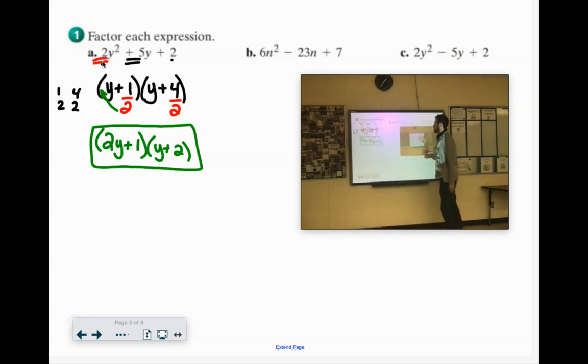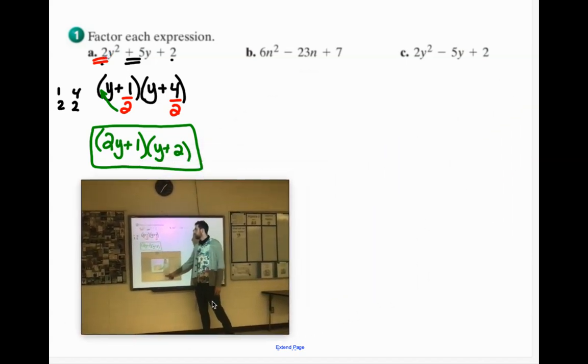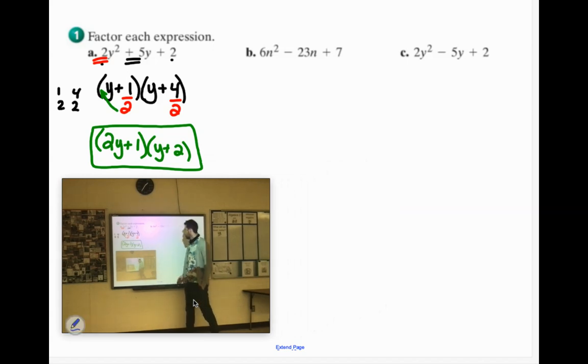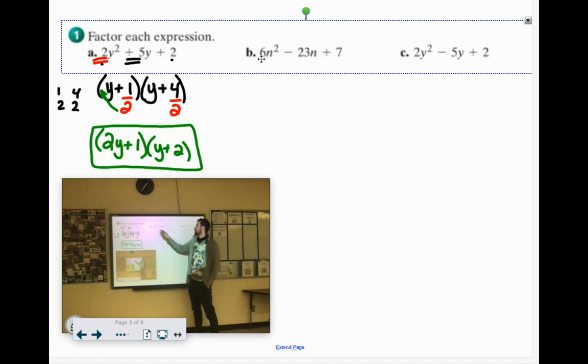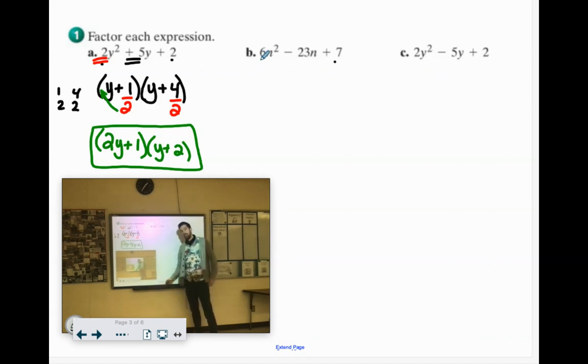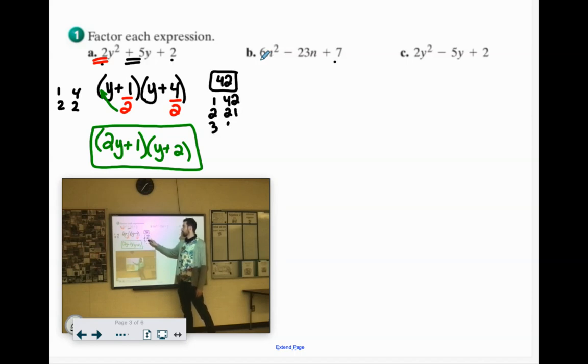Now we're going to throw in a couple negatives, which we practiced. Still same first step. Multiply the first and last term. 6 times 7 is 42, and it's positive, which means they both have to be the same symbol. So if we're thinking factors of 42, which we just did, it was 1 times 42, 2 times 21, 3 times 14, or 6 times 7.